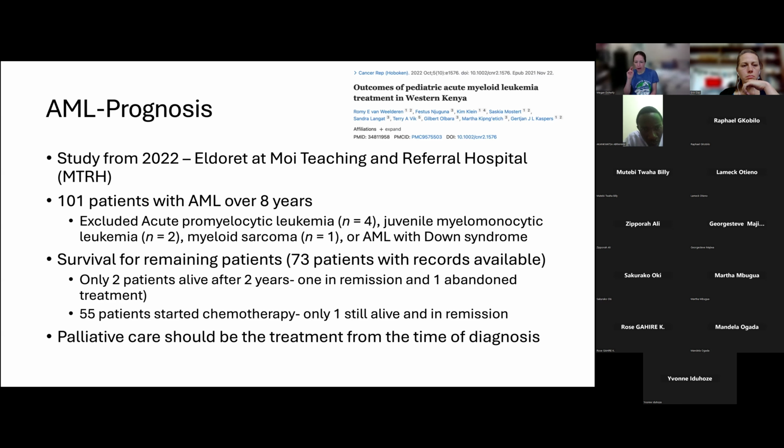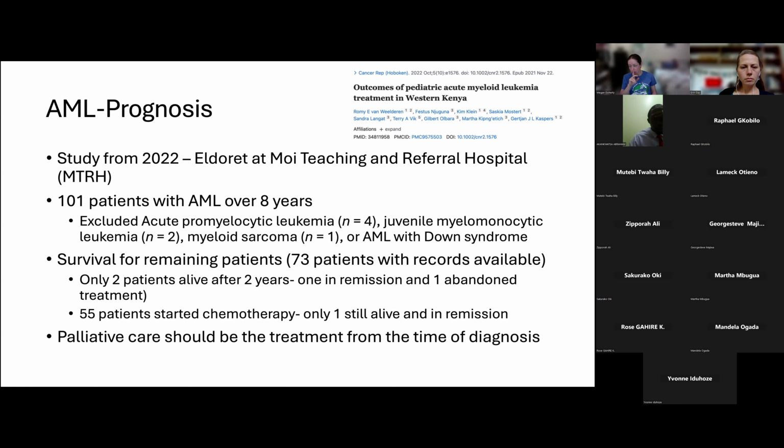Okay, so I'm going to say it again, 73 patients, only 2 patients were alive after 2 years. Okay, 1 was in remission. The one actually took chemo and got into remission, but the child will relapse because the chemo cannot be given at a high enough intensity in these kind of centers to keep the child from relapsing. Okay, and 1 child had abandoned treatment and apparently was still alive. Okay, so there was actually only 55 patients who started chemotherapy, because of the 73, some patients abandoned before even starting. So of the 55 that started chemotherapy, only 1 patient was alive.